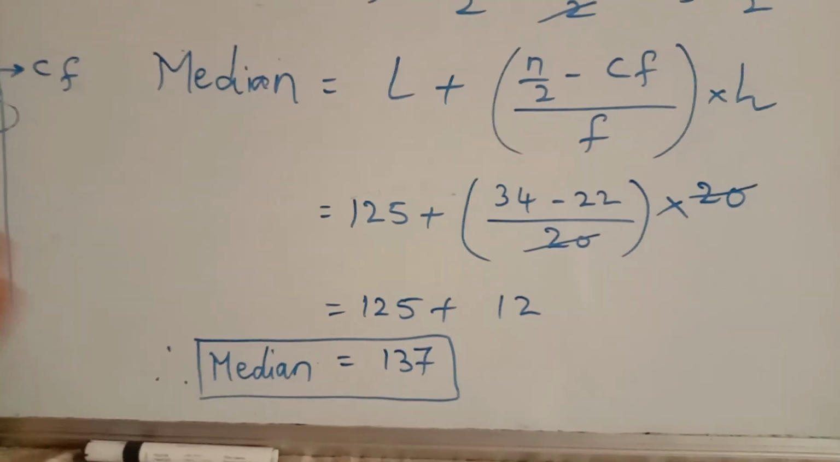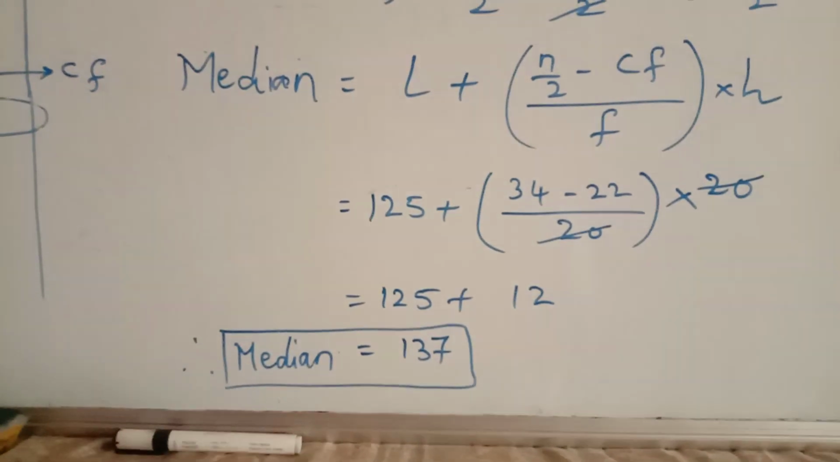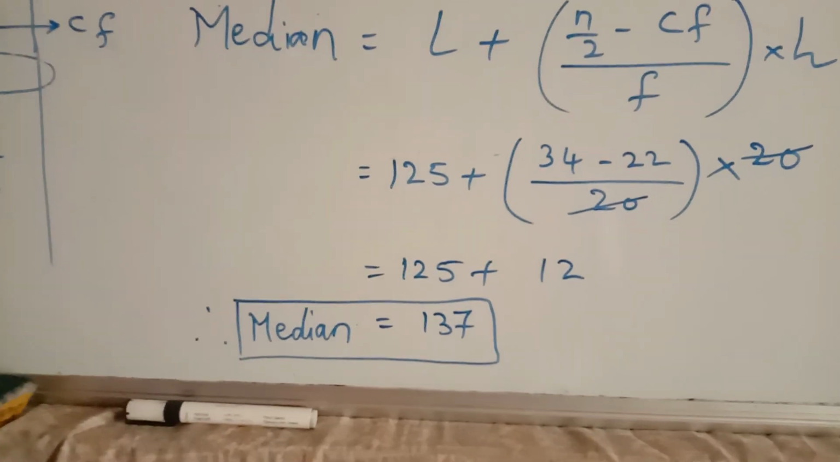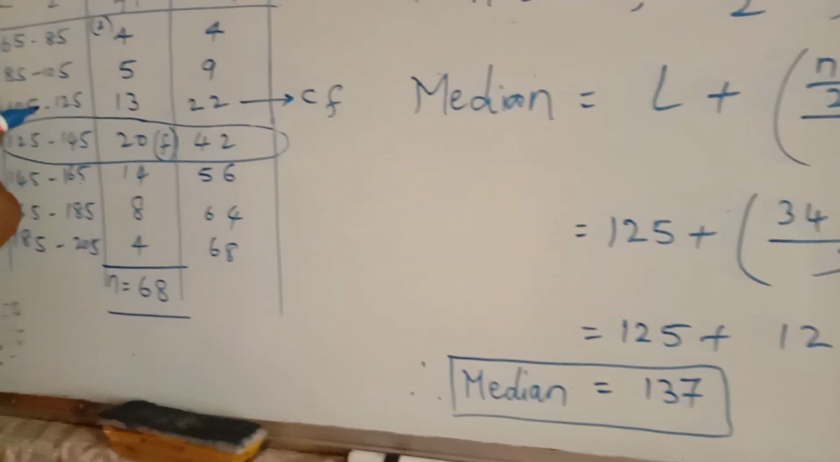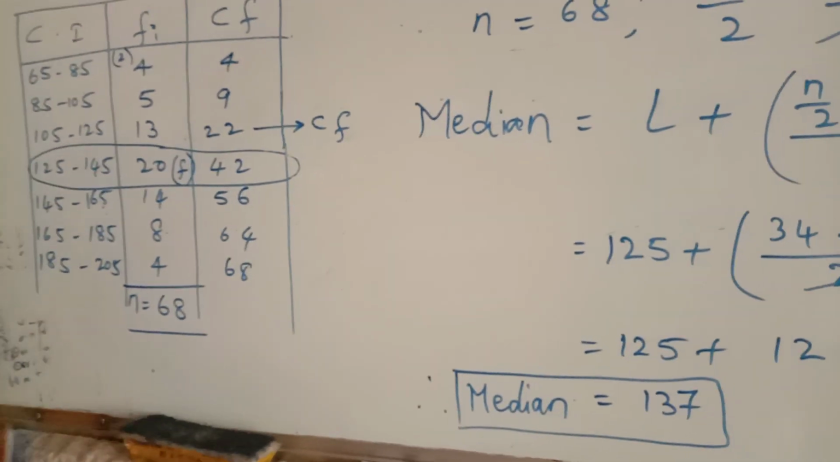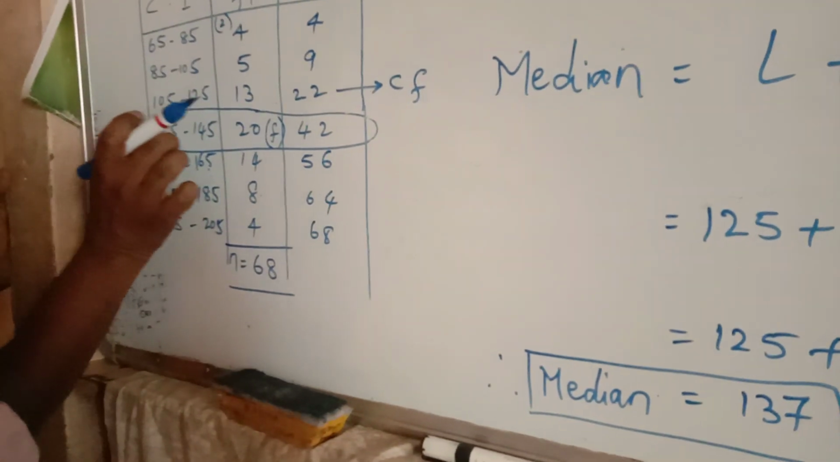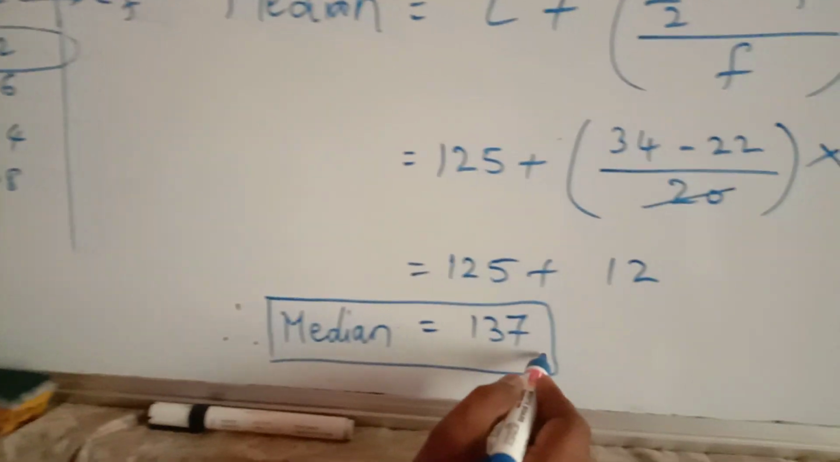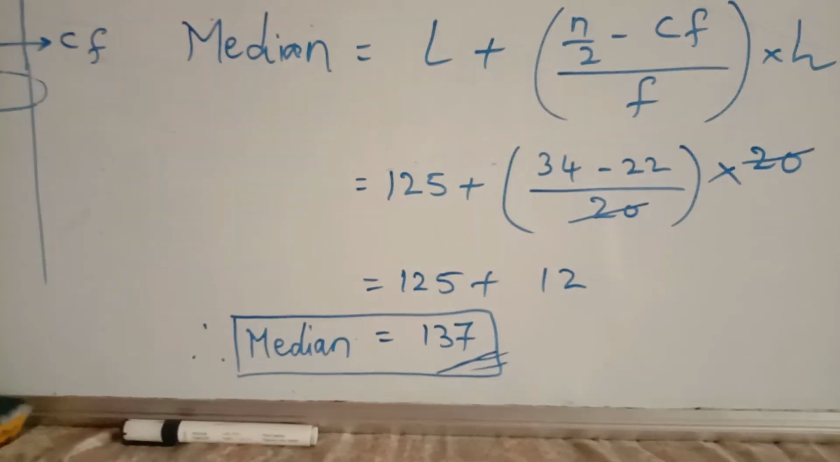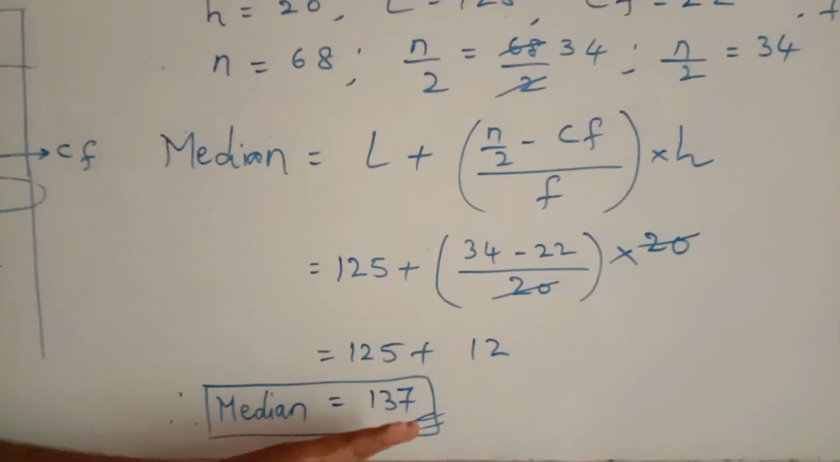Whenever you are solving for the median, the median always lies in the class interval of the highest frequency. The highest frequency is 20, that means the answer should lie between 125 and 145. So 137 is the median.